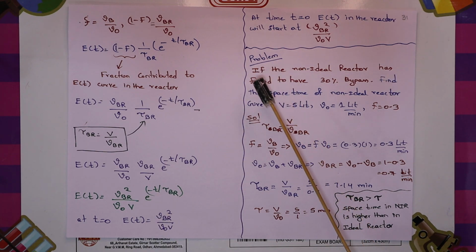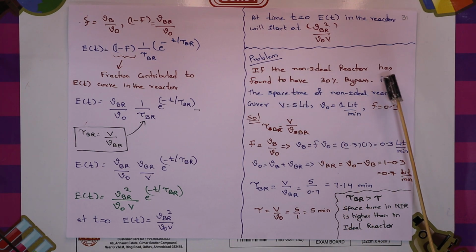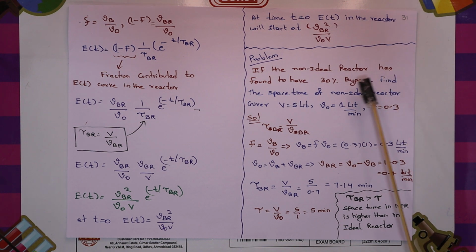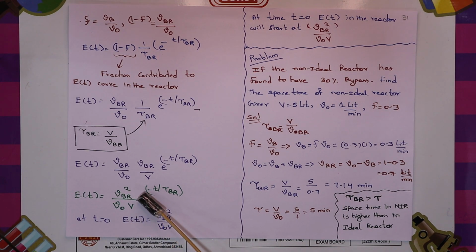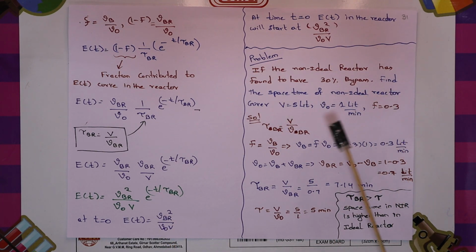Now let us solve a small problem. Assume there is a CSTR which is behaving non-ideally, and it is found from the tracer curve experiments, through the graphs, that we can find this particular value and what the bypass stream is, because we know already that from this equation we can find the volumetric flow rate that goes into the reactor, and based on this we can find how much is bypassed. So we have done the experiments, and we have found that 30% of the volumetric flow rate is getting bypassed. If that is the case, find the space time of the non-ideal reactor.